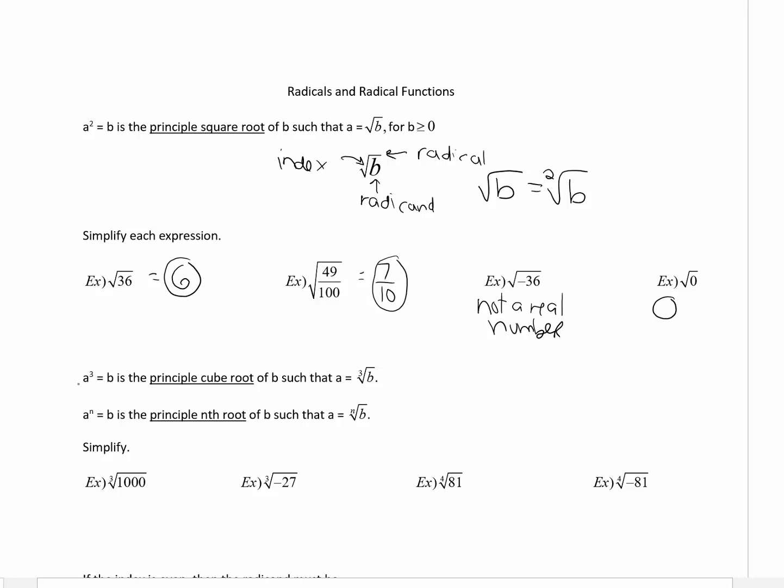All right, so a cubed is equal to b is the principal cube root of b such that a is equal to the cube root of b. And then I can write this in general. a to the n equal to b is the principal nth root of b such that a is equal to the nth root of b.